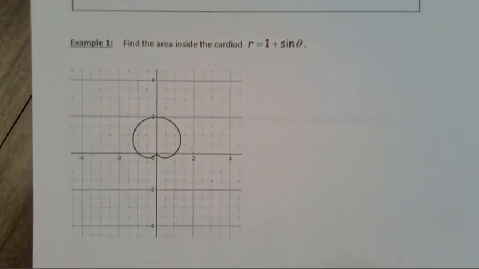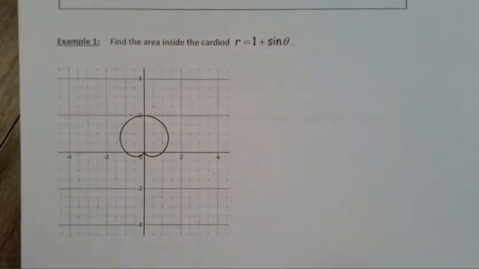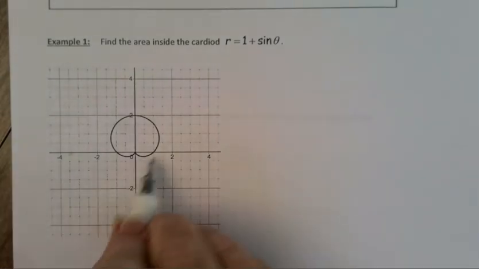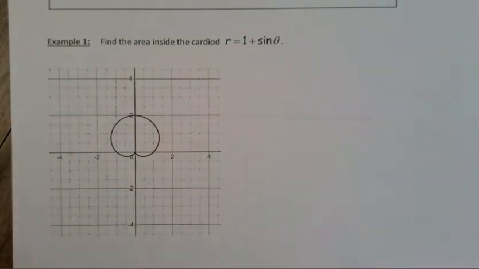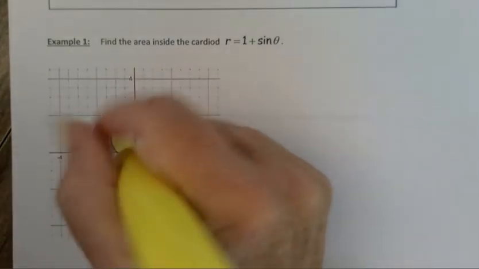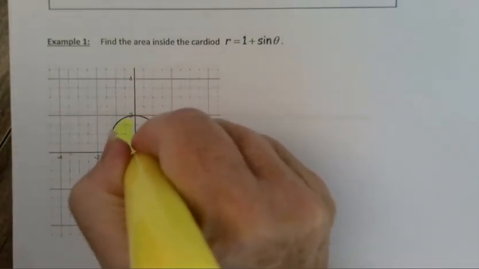So let's use our formula to find the area inside the cardioid, r equals 1 plus sine theta. I've graphed the cardioid for us right here just so we can see it. And our goal is to find the entire area inside this cardioid.